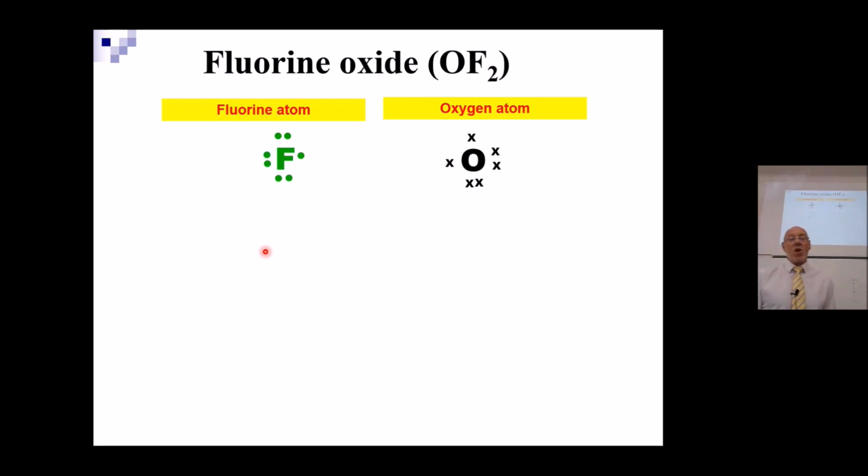Chlorine dioxide, fluorine oxide. Okay, kind of like difluorine oxide or fluorine oxide. How do you think that's going to bond? Same as what? With hydrogen, which was called H2O, which is? Water.